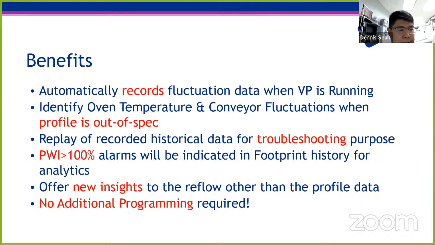Let's say sometimes there's an alarm from the RPI, sometimes there's some fluctuation, especially an intermittent alarm, and you do not know what's wrong, especially during empty oven condition. When you start the VP and no boards are going in, it will show you a PWI for the next board. At that period of time, if it fluctuates, the footprint is also capturing that fluctuation. So you do not have to worry that you are missing some information.